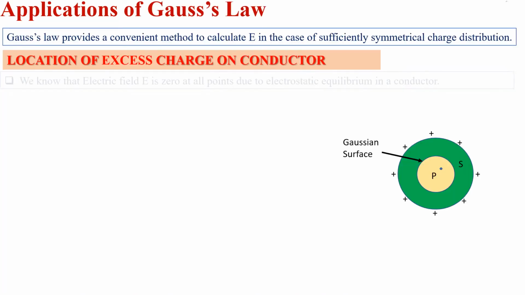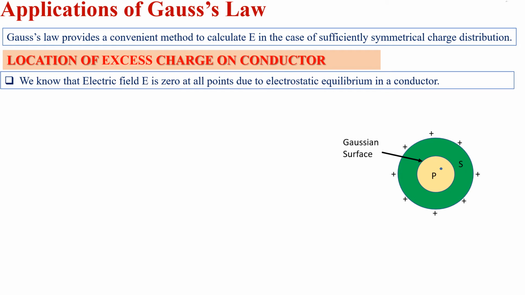Applications of Gauss law. Gauss law provides a convenient method to calculate E in the case of sufficiently symmetrical charge distribution. Location of excess charge on conductor. We know that electric field is zero at all points due to electrostatic equilibrium in a conductor. Here we have considered a conductor which is shown in this figure, and due to electrostatic equilibrium in a conductor, electric field will be zero at all the points.